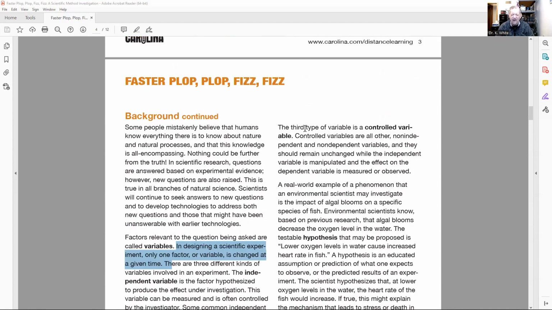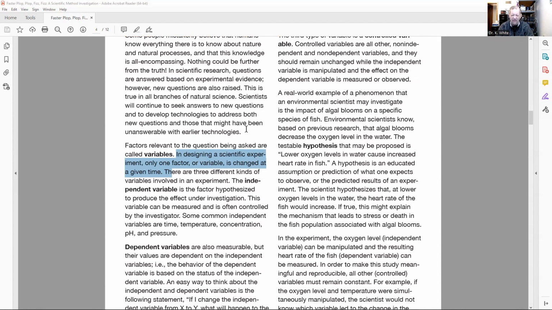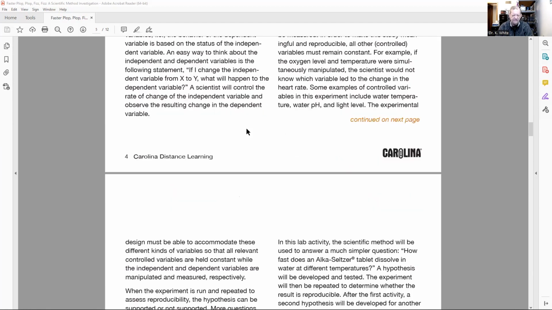Now they have something called the third type, control variables, and those are the other factors that you try and keep the same. An example would be if you're running a reaction in water. A control variable is the amount of water you keep the same, 100 milliliters. You don't have one with 50, one with 100, one with 200. And from that, you can come up with a hypothesis.